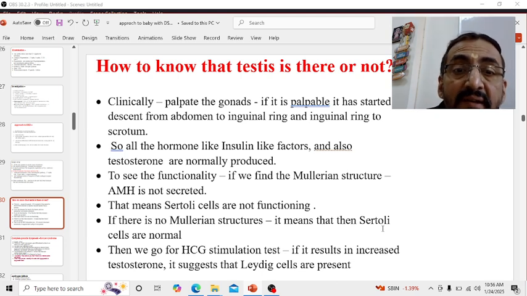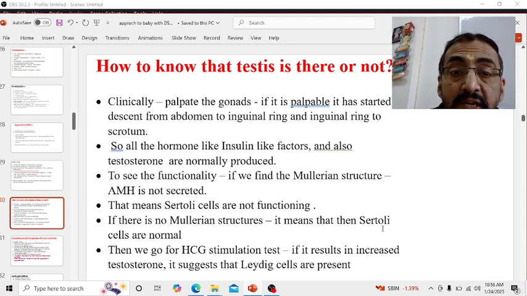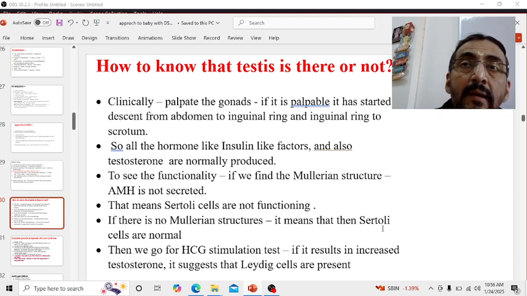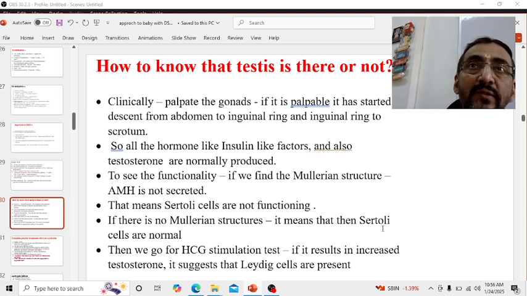So that means the Sertoli cells are not functioning. Sertoli cells, not the Leydig cells, as I told earlier, the Sertoli cells are not functioning. And if there are no Mullerian structures, it suggests that the Sertoli cells are there. Suppose there is Mullerian structure, that means there is no anti-Mullerian hormone. That means there are no Sertoli cells at all, because anti-Mullerian hormone is produced from Sertoli cells.